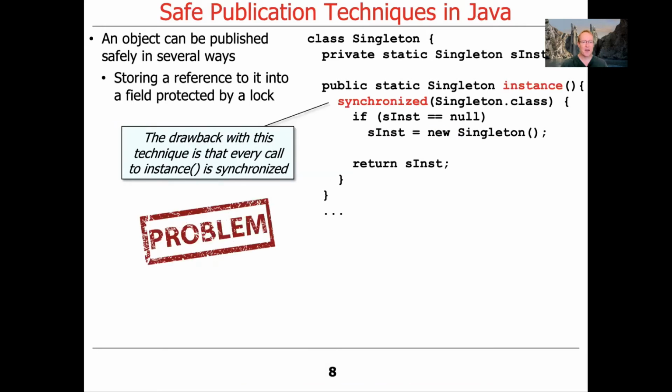The downside with this approach, and why you might want some other more optimized way of doing safe publication, is that every call to instance is synchronized. And we don't actually need every call to instance synchronized. We just need the call that initializes the singleton the first time in.